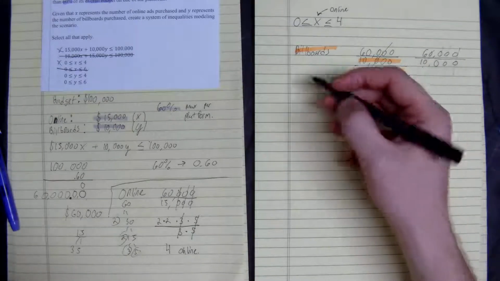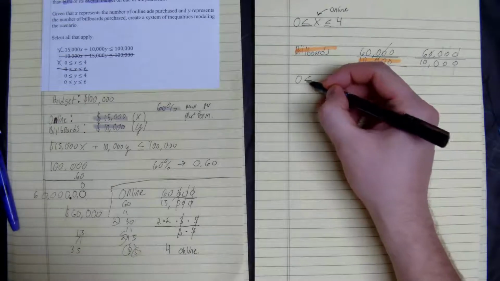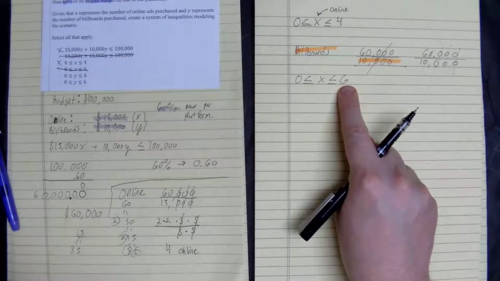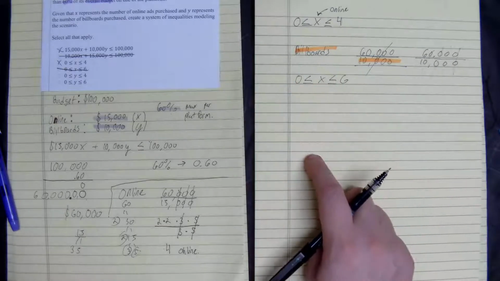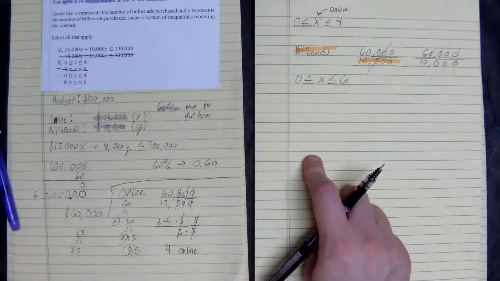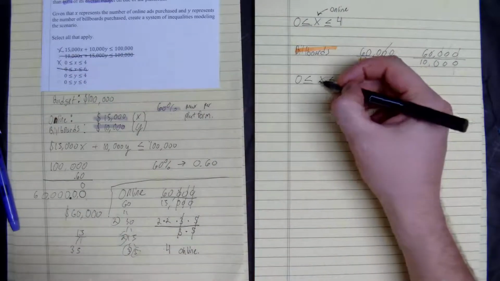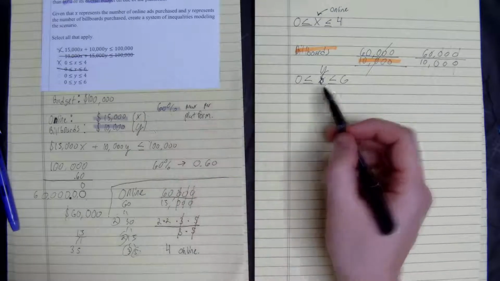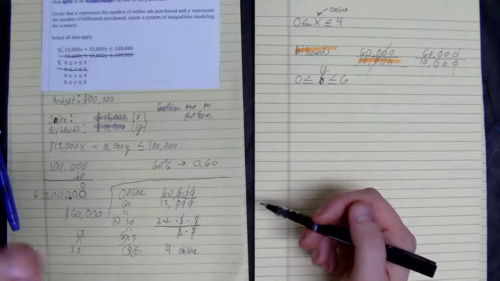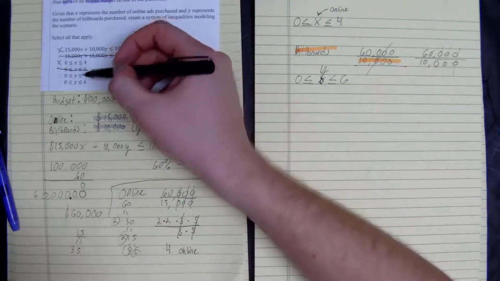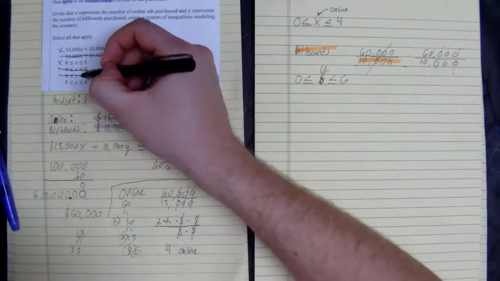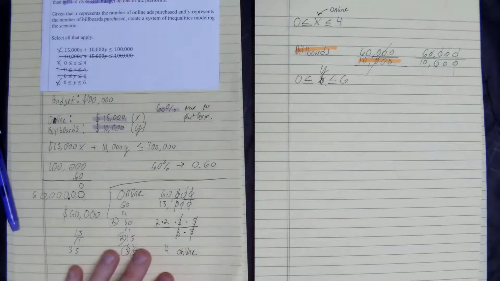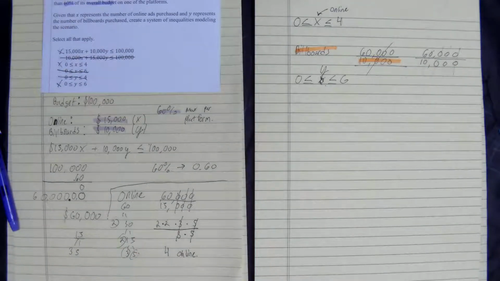So the max for billboards would be 0 is less than or equal to y, which is less than or equal to 6. Six being the maximum, 0 being the minimum, and that's going to be our budget for this company. It's y for billboard, not x. So if we look at this, not 4, but this right here. And that's how we can go through a problem like this, all right?